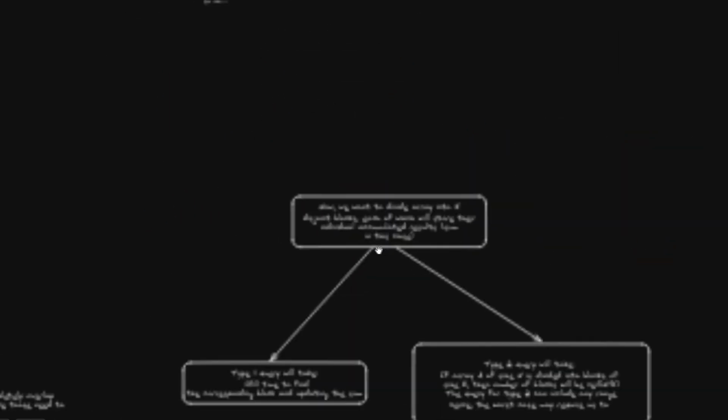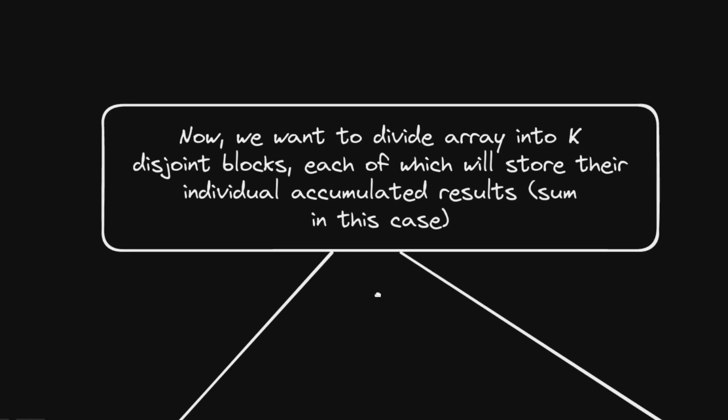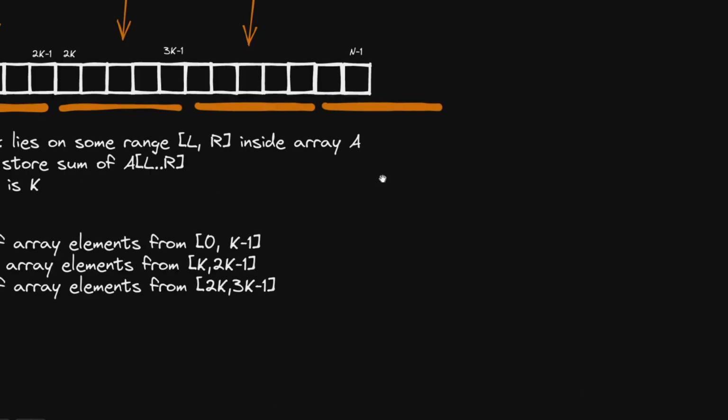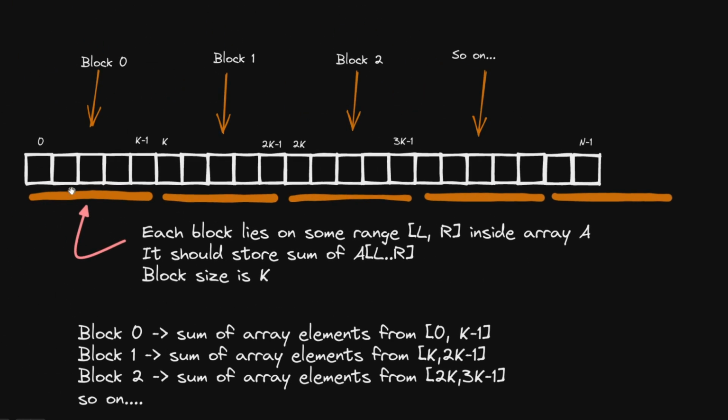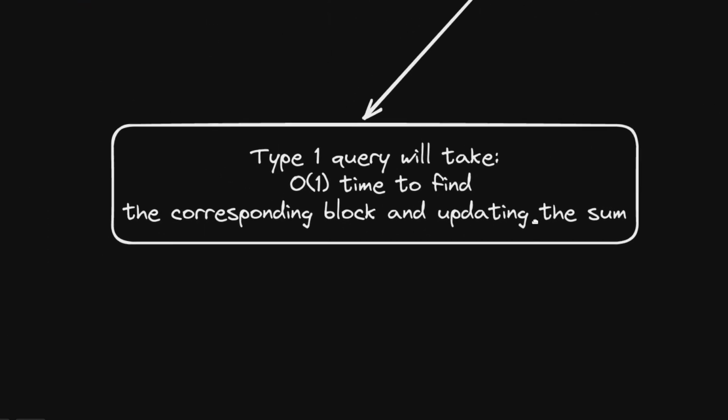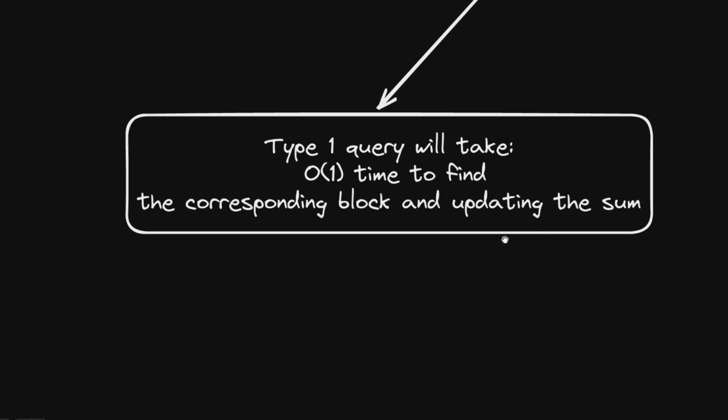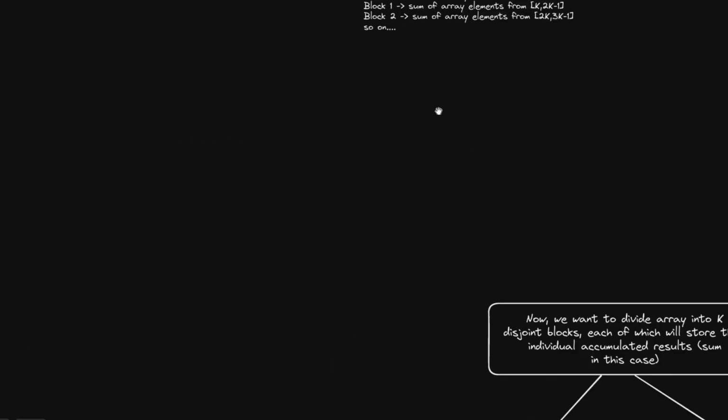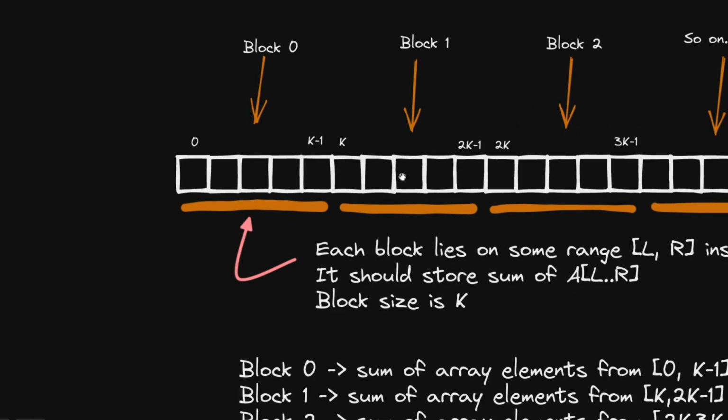So let's go over the time complexity computation for this technique. Basically now we have divided the array into disjoint blocks, and each block will store its accumulated result. In this case we are computing the sum, so the first block will store the sum for that range, the second from that range, and so on. Now how will the first query change? The first query is still updating the index with a value, right? And a particular index will lie in some block, only one block.